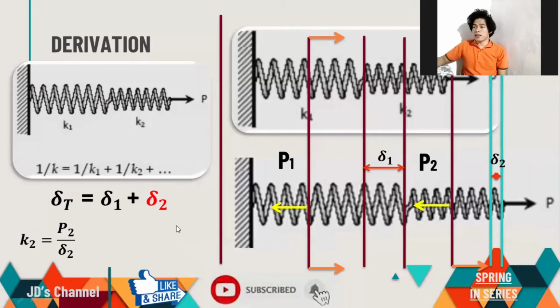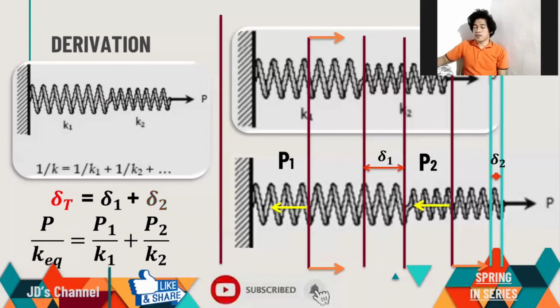Ayan. Yung ating K2 is equals to P2 over ng delta 2. That is, delta 2 is equals to P2 over ng K2. So, yun yung ating magiging formula for getting the delta 2. Okay, class.